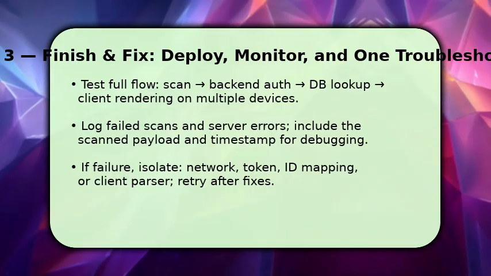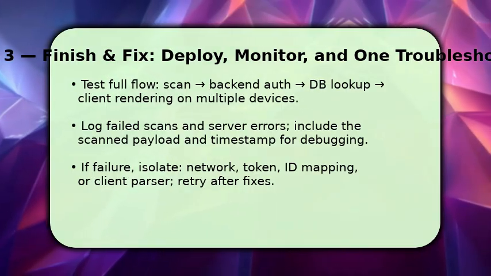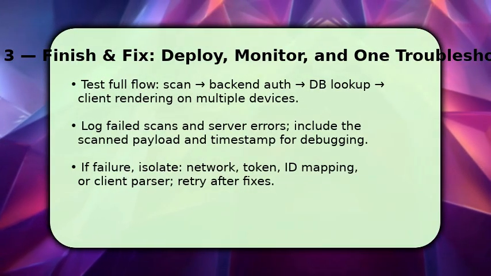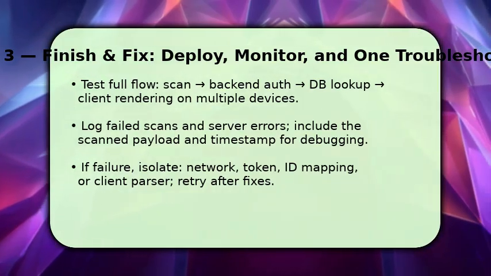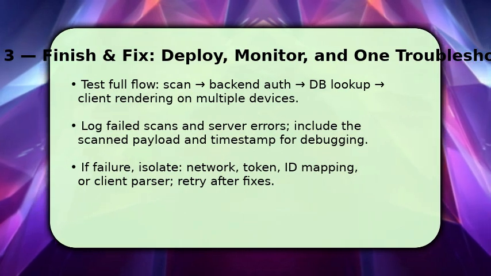If you hit errors, isolate the layer: network, token/auth, ID to record mapping, or the client parser, and fix that component before retesting, because targeted fixes prevent cascading regressions and save time.